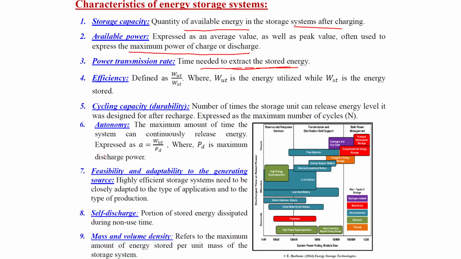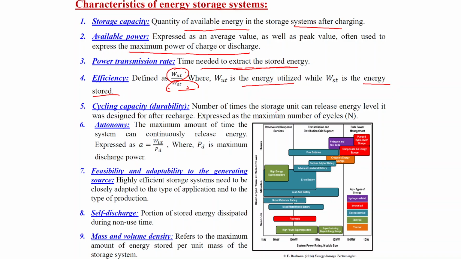Okay. Efficiency, basically, it is the output upon input, that is the ratio of WUT to WST, where WUT is the energy utilized and WST is the energy stored. Okay. So that is basically the amount of energy stored and here the amount of energy utilized. So basically output to input. Okay.